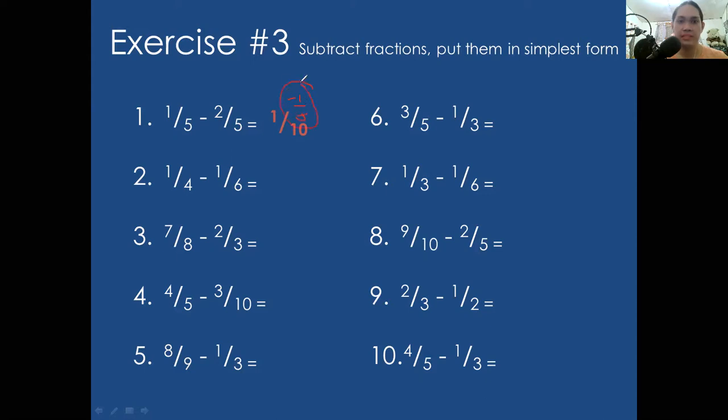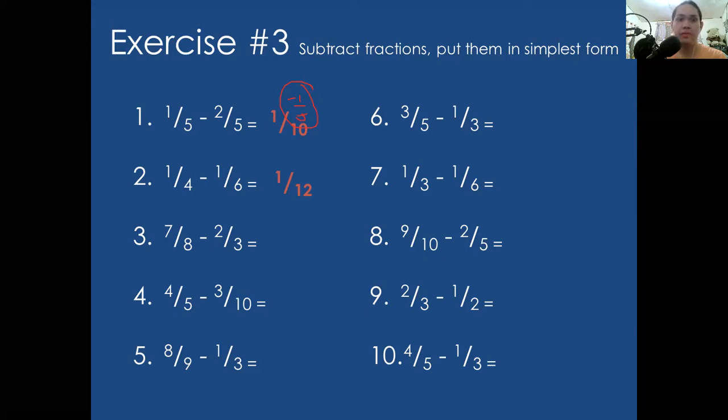This must be the answer, negative 1/5. Because 1 minus 2 is negative 1, then just copy the common denominator that we have, which is 5. Since they are similar fractions, you just have negative 1/5. For number 2, you have 1 over 12. I want you to check the answer. Maybe the answer is wrong. So probably you can just show your solution in your notebook while copying the exercises.